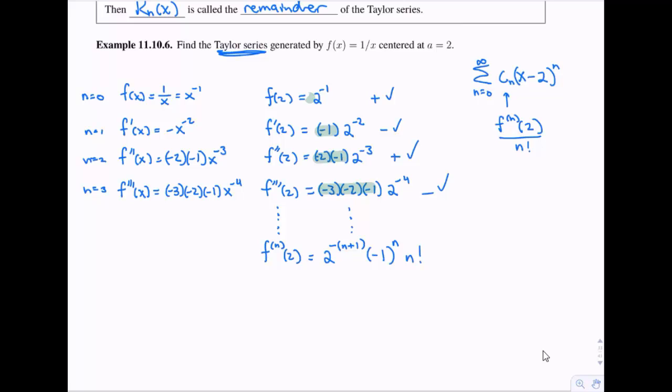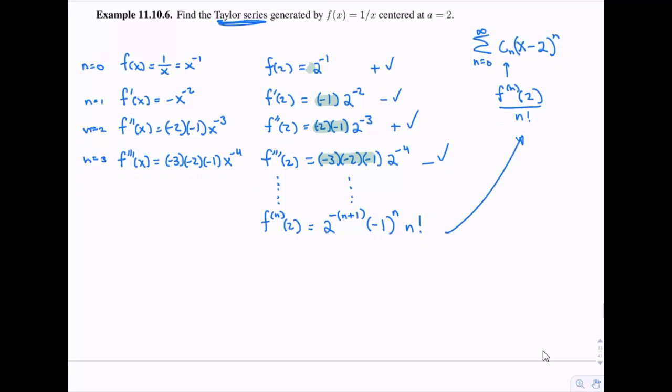So my proposal is that this is a formula for the nth derivative of f at 2. And we can see that we have all three components. They all match up perfectly. So yeah, I'm happy with this. So our last step is to go ahead and plug this into our formula to get the Taylor series.